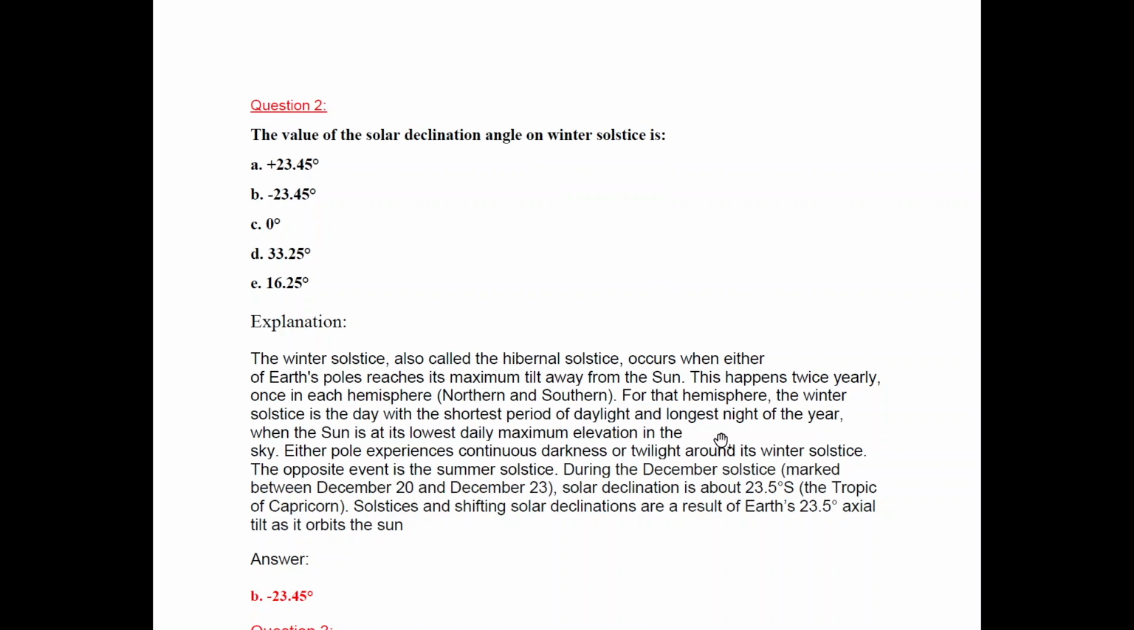shortest period of the daylight and the longest night of the year, when the sun is at the lowest daily maximum elevation in the sky. So either the pole experiences continuous darkness or twilight around this winter solstice. So the opposite event is the summer solstice, okay?